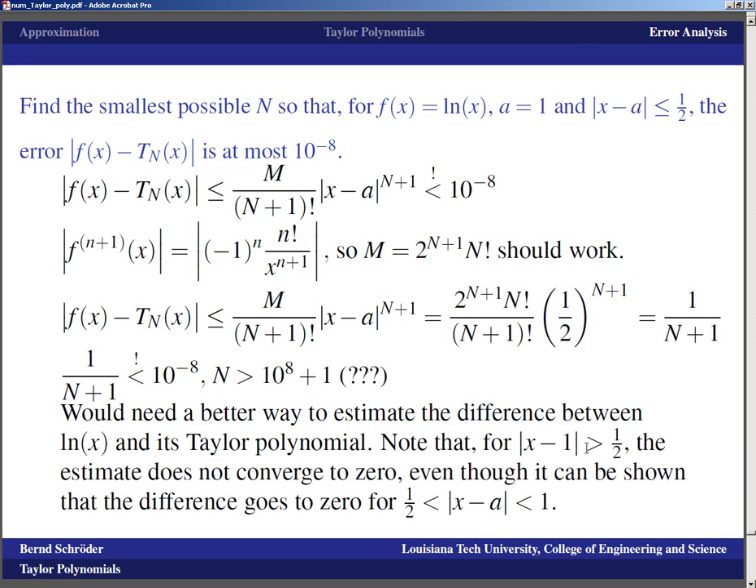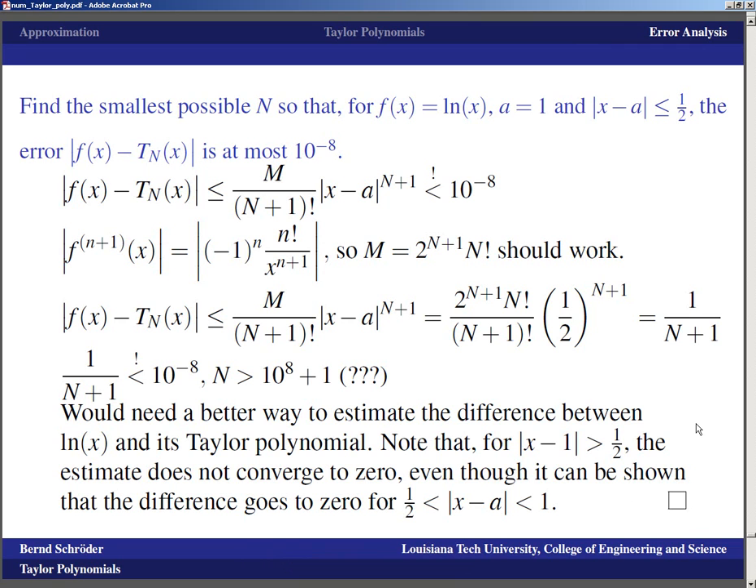Moreover, note that when x minus 1 is greater than 1/2, we would keep an exponentially growing term divided by n plus 1, which means the estimate does not converge to 0 at all, even though it can be shown, as we've also seen in the pictures when we did the Taylor polynomials, that the difference ought to go to 0 even for x between 1/2 and 1. Okay, so there is a good bit there that still could and should be done, and we leave that for advanced classes.